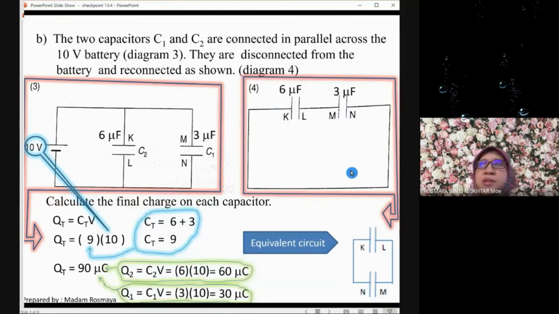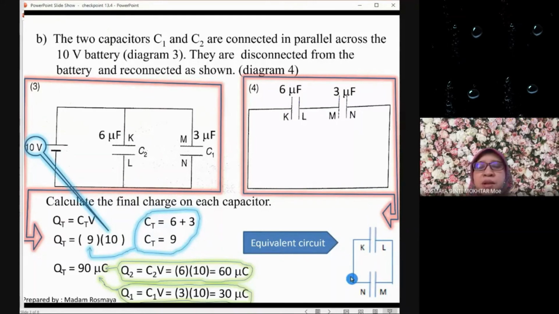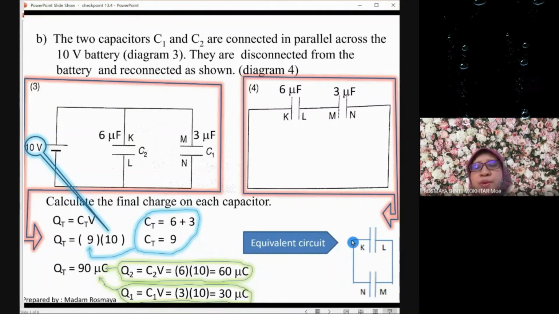So imagine you connect it using wire in the lab. You can connect one wire from terminal N to another wire to terminal K. It's easier to imagine if you imagine you use the wire in the lab. Understand or not? Any problem?